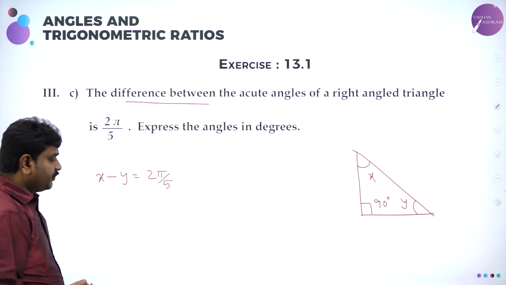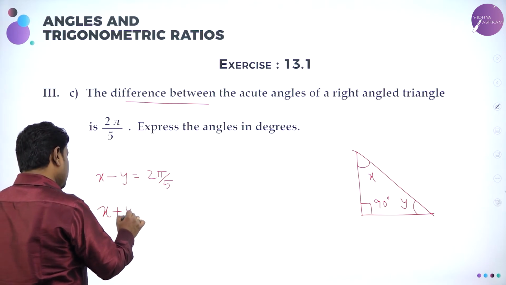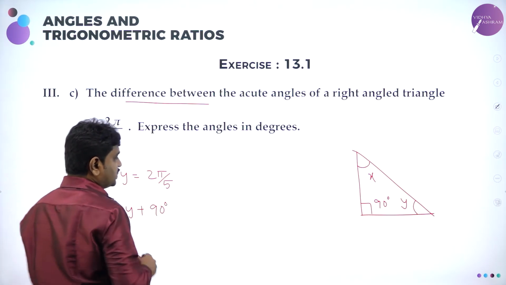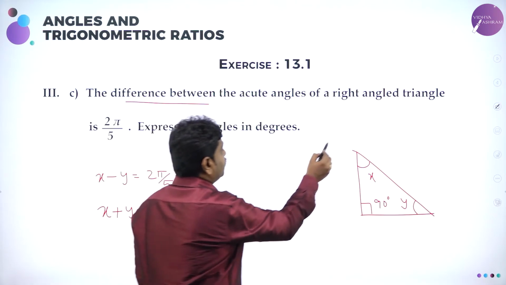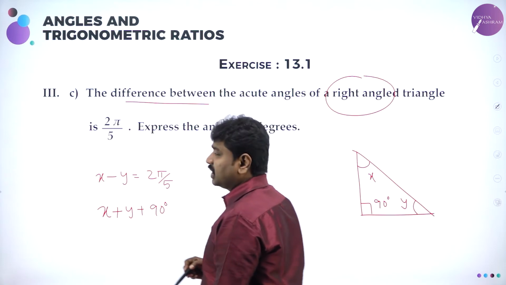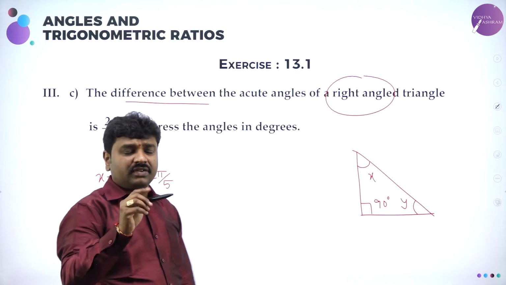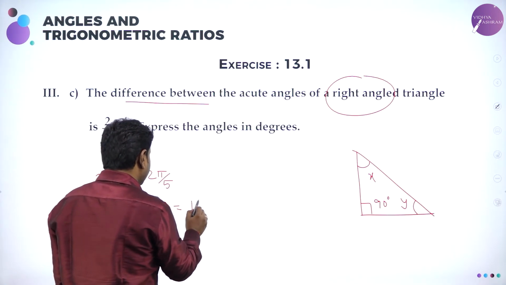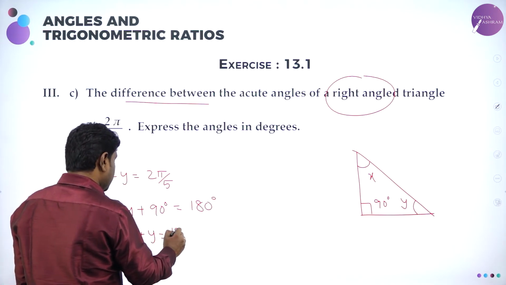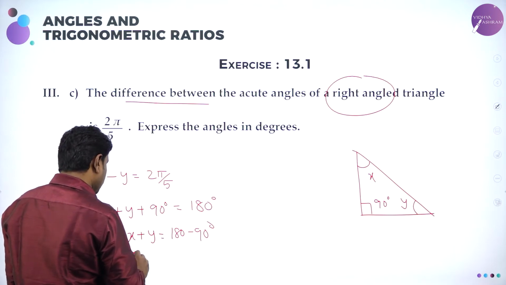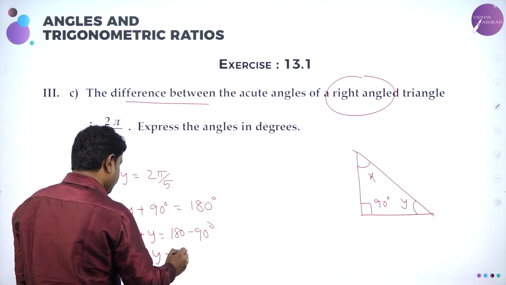But you know that x plus y plus 90, because there are three angles: one is x, one is y, the other one is 90. Why am I taking one as 90? Because they mentioned right angle triangle. What is a right angle triangle? A triangle in which one of the angles is 90 degrees. The sum is 180. Simplify, so x plus y becomes 180 minus 90. So your x plus y value is 90 degrees.